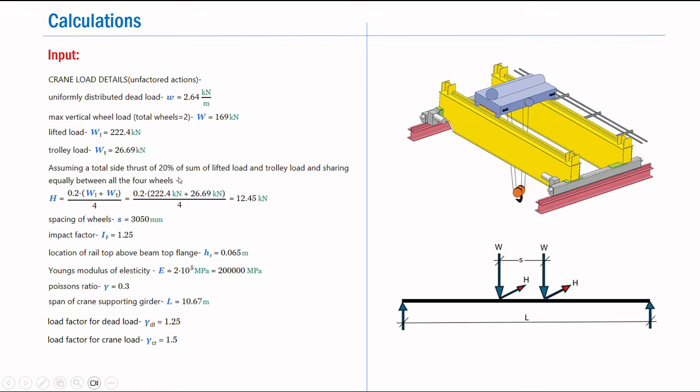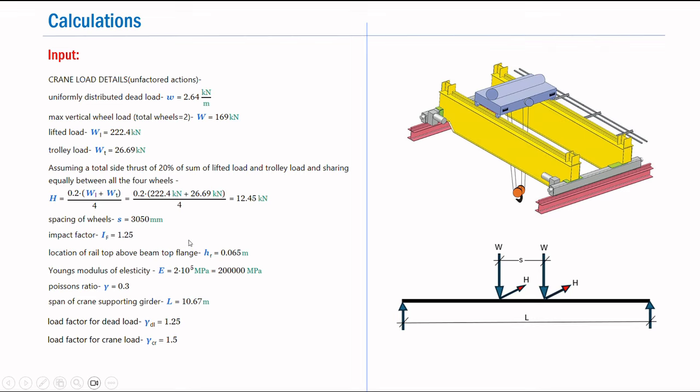Now for the side thrust, we consider it as 20% of the sum of the lifted load and trolley load, which is shared equally between all the four wheels. Accordingly, H is taken as 0.2 into (WL plus WT) by 4, and as you can see, the value of H is 12.45, and it is marked on the diagram as shown here.